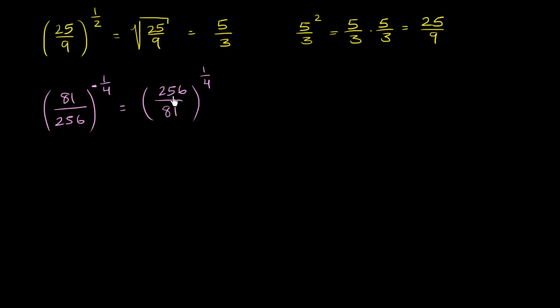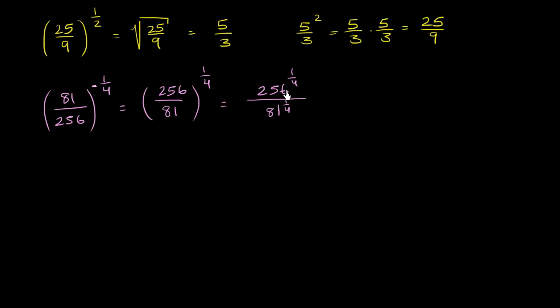And one way to think about it, and we'll talk about this in more depth later on when we talk about exponent properties, is that this is going to be the exact same thing as 256 to the 1/4 over 81 to the 1/4. You in fact saw it over here. This over here was the same thing as the square root of 25 over the square root of 9, or 25 to the 1/2 over 9 to the 1/2. So we're just doing that over here. So we still have to think about what number this is.